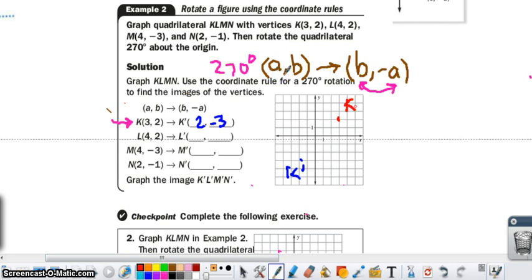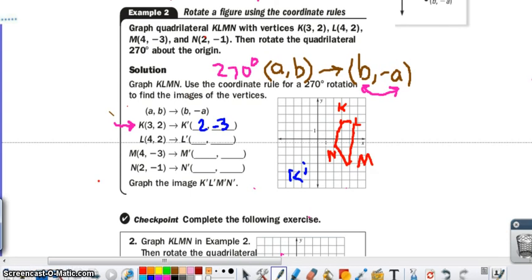And then we're going to do the same for all 4 of the other points. So I'm going to go ahead and just draw the rest of the points. So here we go. So I've drawn the quadrilateral. Now all that we need to do is go ahead and translate the rest of these points, and then plot those.